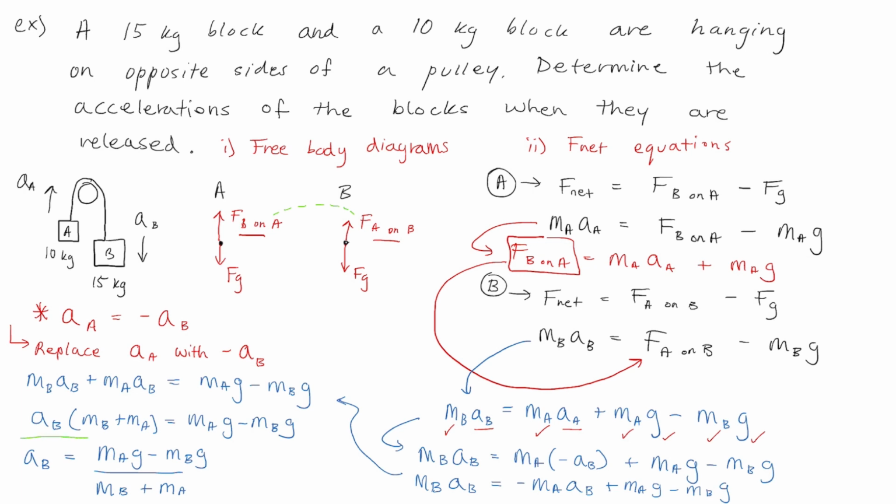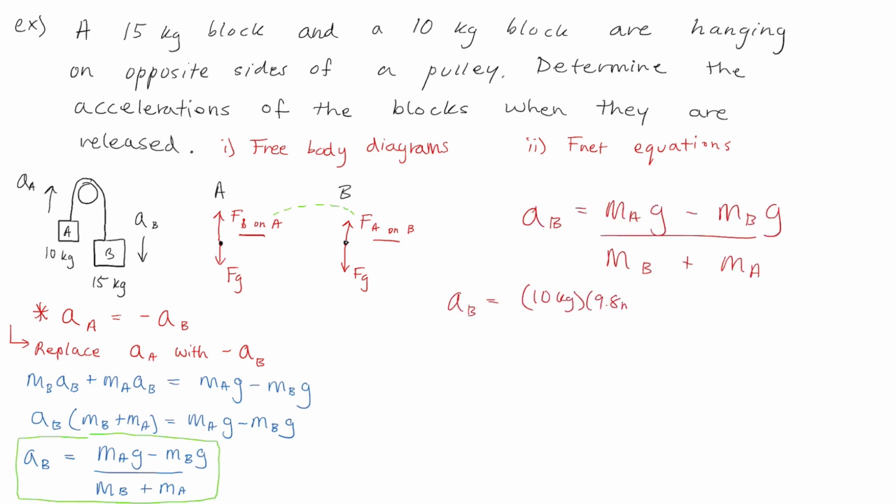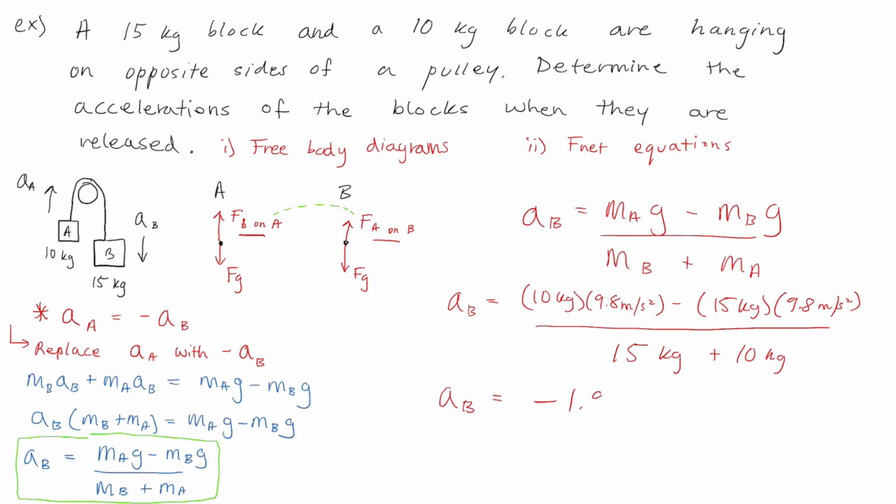And once I've isolated for aB, I'm ready to just plug in my values. So I will plug in my values for the mass of A, the mass of B, and the acceleration due to gravity. And what we find is that aB, the acceleration for the object B, is equal to negative 1.96 meters per second squared. It's negative because object B was accelerating down.